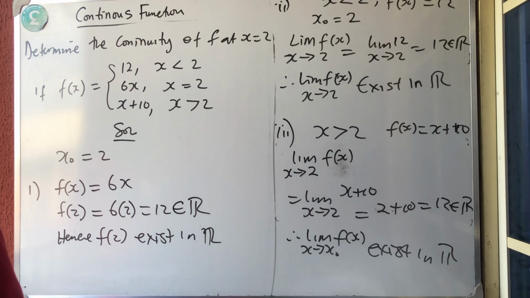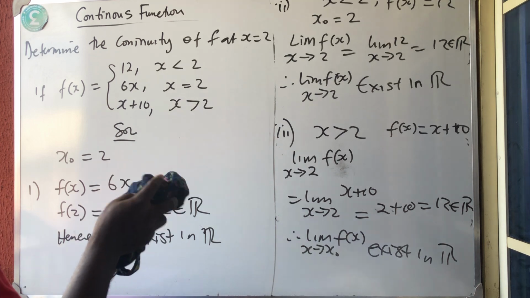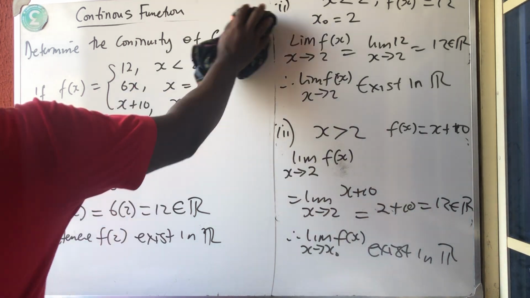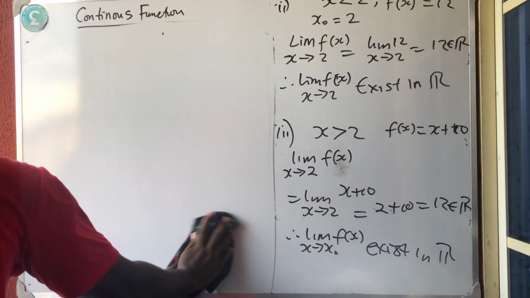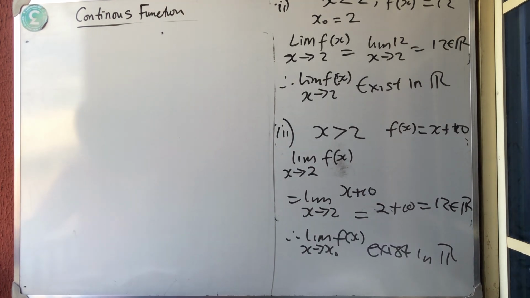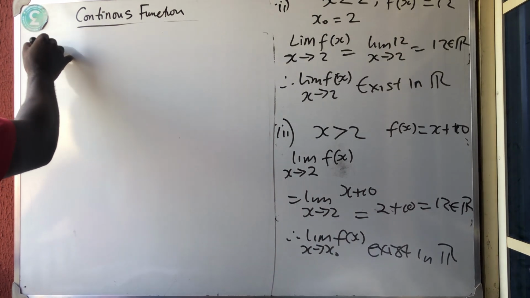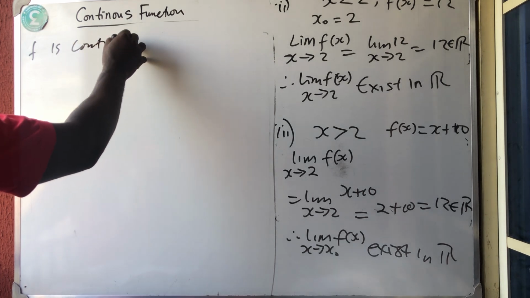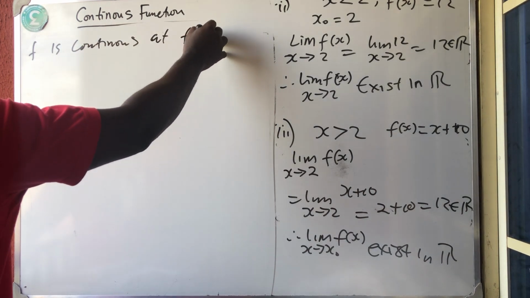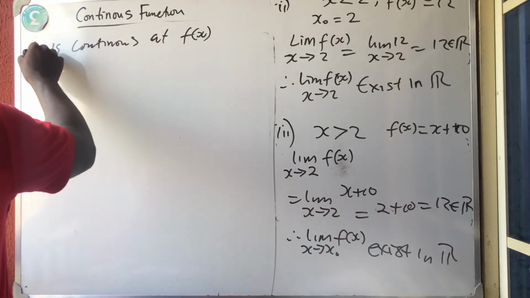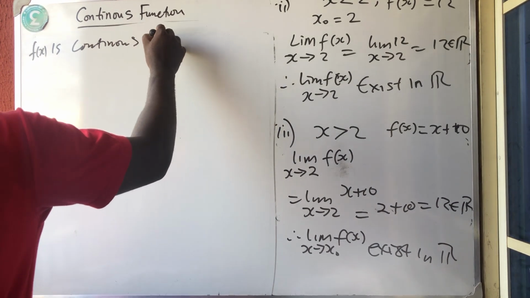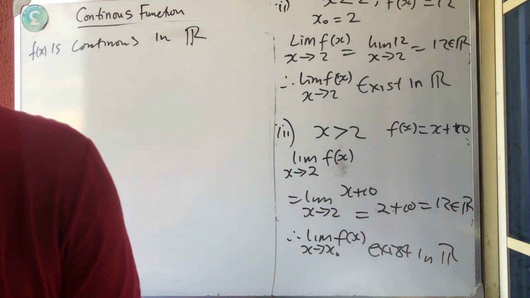Since it exists in R, and we got that all of them are equal, what do we say? We further say that f is continuous at this point. So can I clean here? Since all of them exist in R, and they are equal, we now say that f of x is continuous in R.